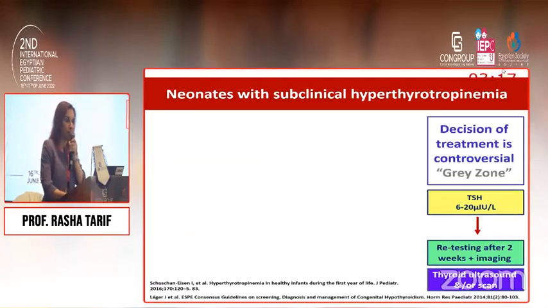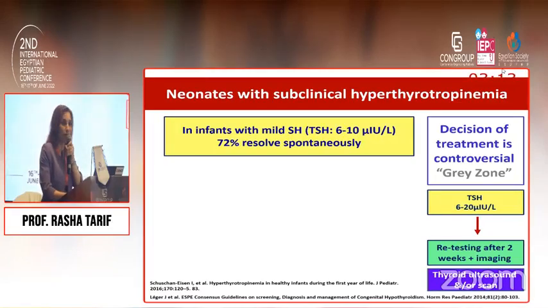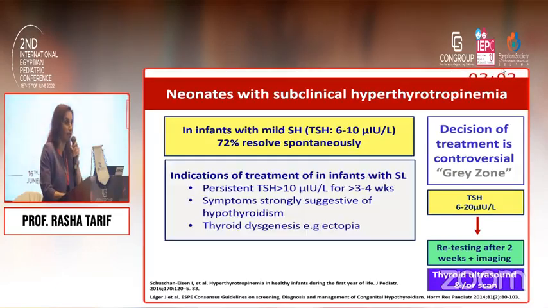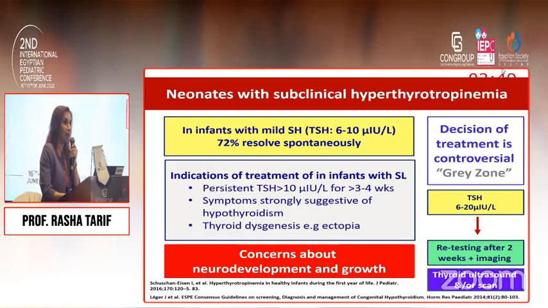So the decision of treatment is controversial because this is a gray zone in the neonate. In infants with mild subclinical hypo, 72% resolve spontaneously. So please don't treat except when the TSH is above 20. And the indications of treatment: if it persists above 10 for more than a month, symptoms, or if there is a definite pathology by ultrasound like ectopia, because there are concerns about the neurodevelopment and the growth.